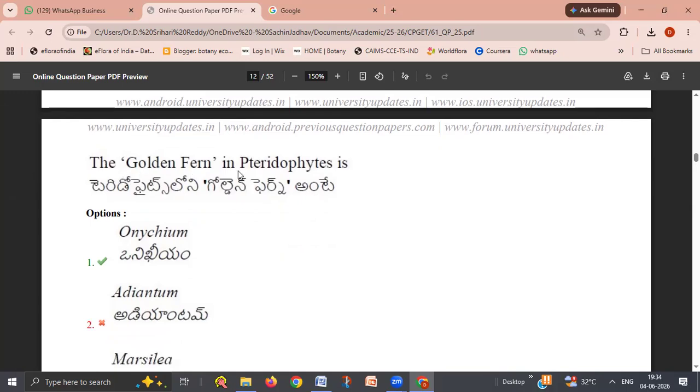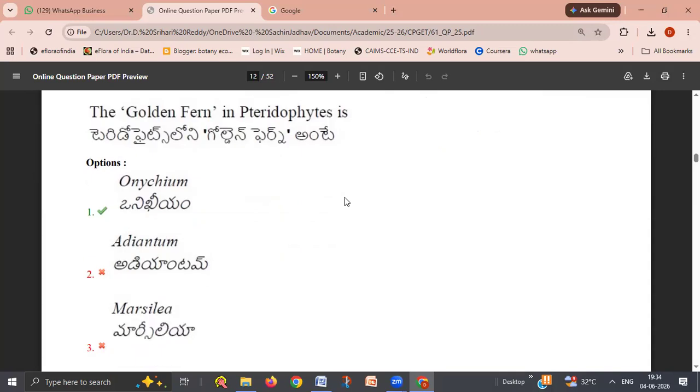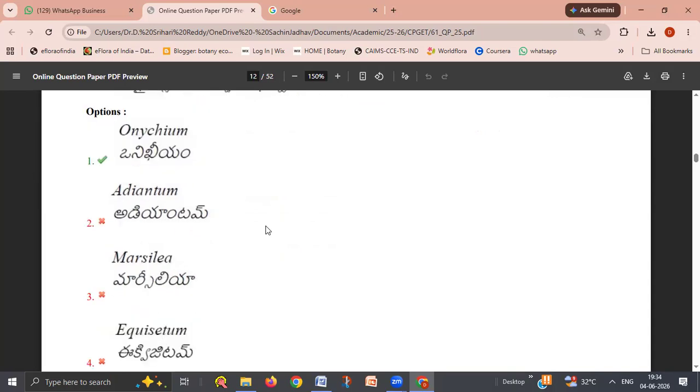Now we have 8 minutes more, and one more question came from ferns. The golden fern in pteridophytes is called which one? Onychium, Adiantum, Marsilea, Equisetum. We already discussed that Adiantum is a walking fern, Marsilea is a water fern, and Equisetum is a horsetail. And Onychium. Sometimes you can exclude options.